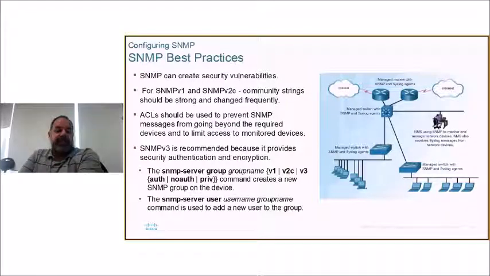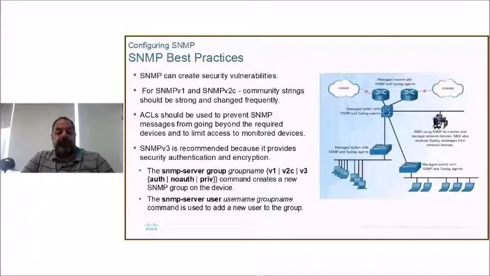So best practices. So SNMP can create security vulnerabilities, especially versions 1 and 2. And so ACLs should be used to prevent SNMP messages from going beyond the required devices and to limit access to monitored devices. SNMP version 3 is the recommended version because it provides secure authentication and encryption. And so basically you can specify that with the SNMP server group command, what version you're running.